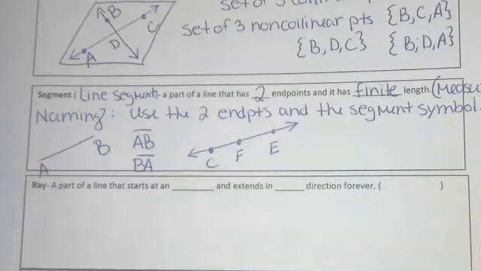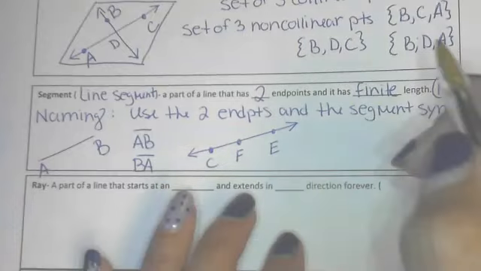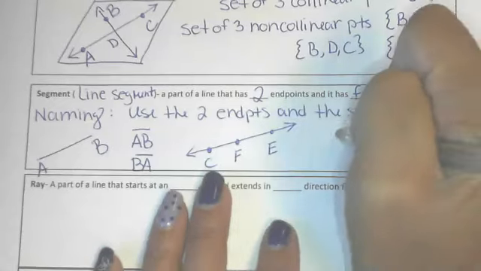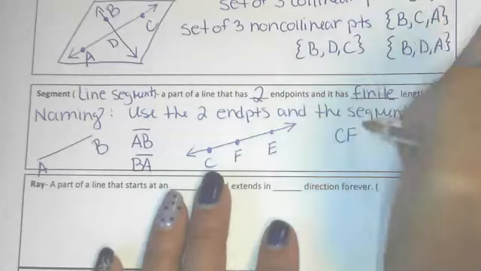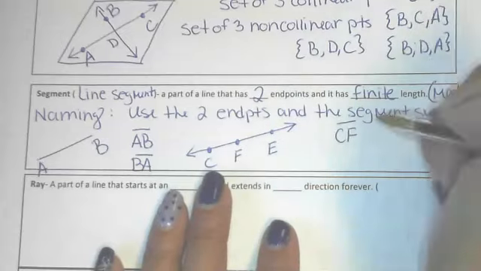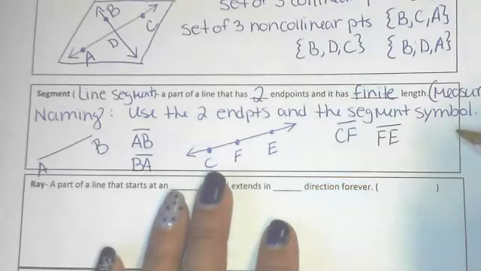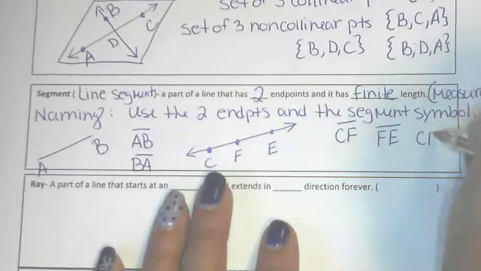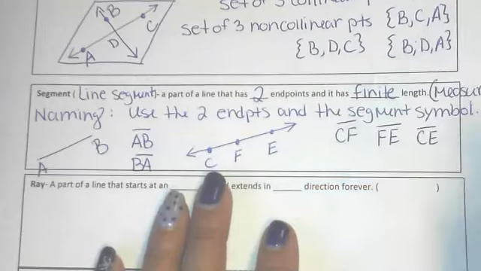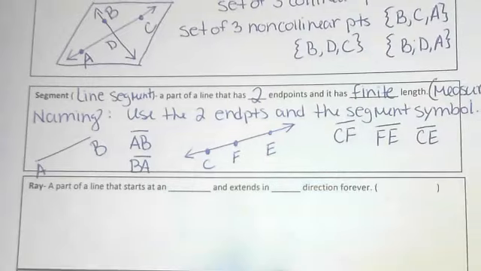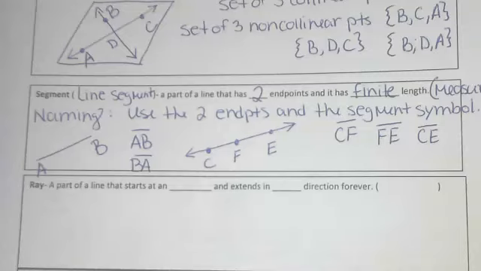Drew, how many did you find? Three. Name the first one. CF. Put a bar above it. Okay. What's your next one? FE. Bar above it. And CE. Letters can be reversed. That is all of them. Good? Okay.